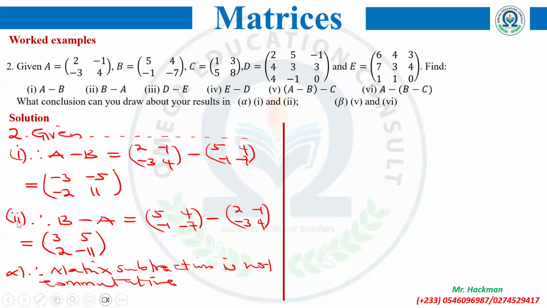Okay, then you come and do II. So II too, you should be able to do it, and that will give us exactly what we have here. So if you compare, obviously A minus B is not equal to B minus A. So the operation here is subtraction. Therefore, we can say that matrix subtraction is not commutative. You get the point?